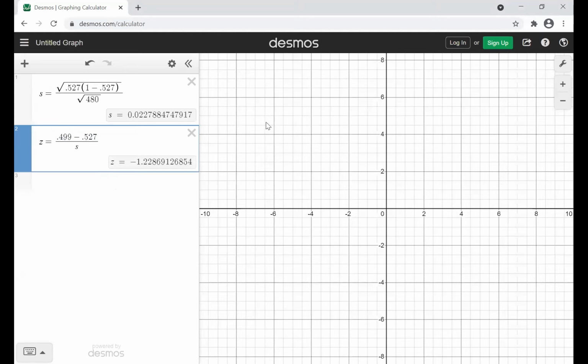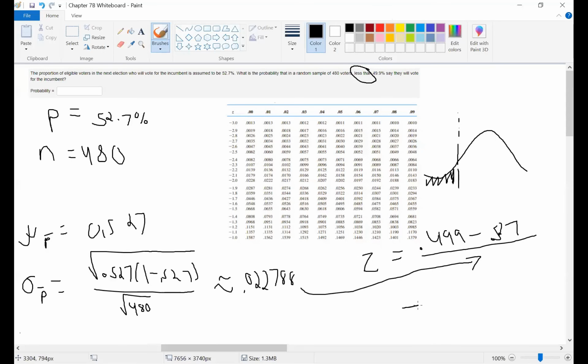Let's go back to the whiteboard. Here's the whiteboard. Here we go. Which is negative 1.23. Now we use the table. There's the negative 1.2. There's the 0.03. Bring it down. That number is our answer. So our answer is 0.109. You don't have to use complement law because we went in below that.